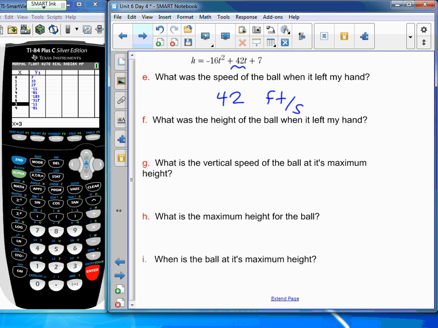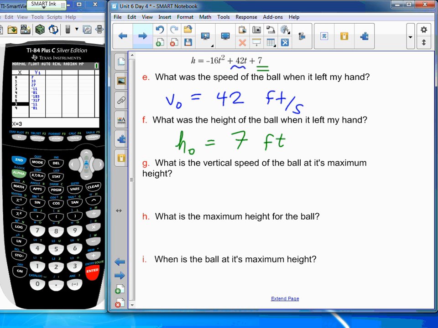F. What was the height of the ball when it left my hand? Guess what? Another problem I don't need to do any calculations for. I can simply look at my original equation and find h sub 0. H sub 0, unlike v sub 0, is the constant term in green. It's the initial height of the object above ground when the problem starts at t equals 0. That's where that little subscript comes from. What's that? 7. What's the label? Feet.